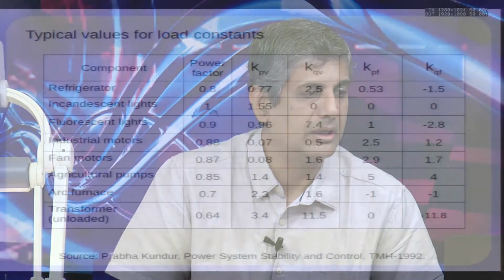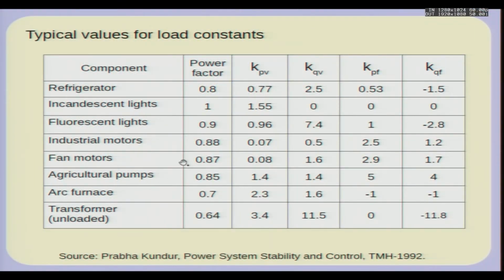Now, there are other kinds of loads, for example fan motors or agricultural pumps. They are in fact not unity power factor, because they draw reactive power, and this reactive power is a function of both frequency and voltage. And similarly, even the real power is also a function of frequency and voltage. In fact, for agricultural pumps you will find that KPV is quite significant, and so is KPF. In fact, it is 5. That is, if the frequency falls, then the power input to the pump also reduces. So, the power output of the pump also reduces. So, they will draw lesser power from the supply.